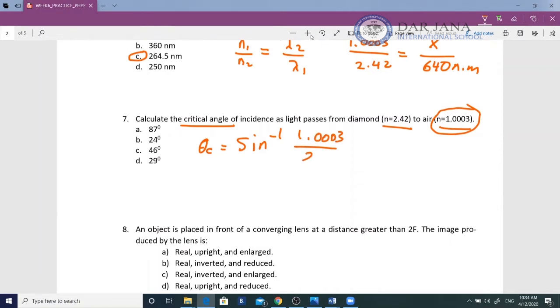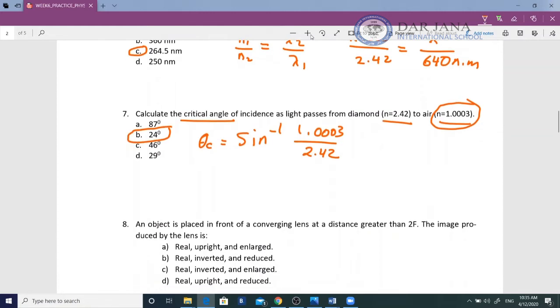1.0003 over 2.42. The answer is about 24 degrees. This is a simple question.